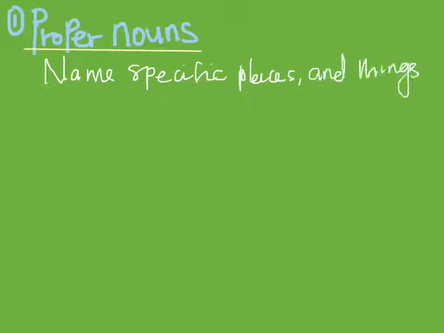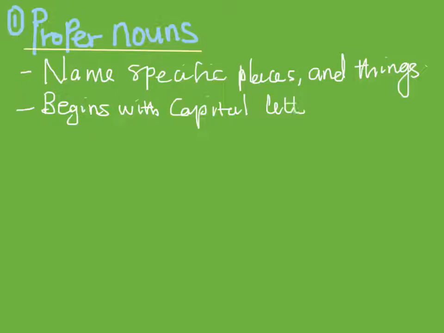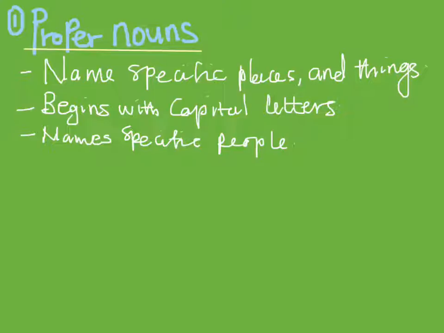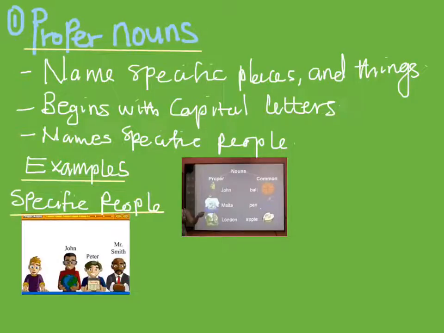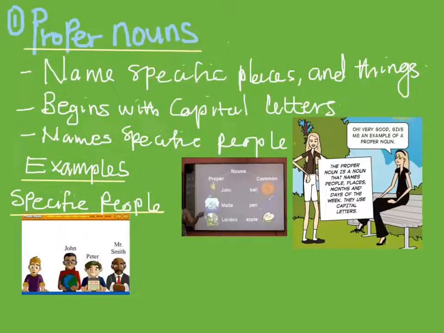Let's begin with proper nouns. What is a proper noun? Proper nouns name specific places and things. They always begin with capital letters, and they name specific people too. You can talk about specific people, maybe John, Peter, Smith. All of those are names of specific people, and so they begin with capital letters. And so they are called proper nouns.